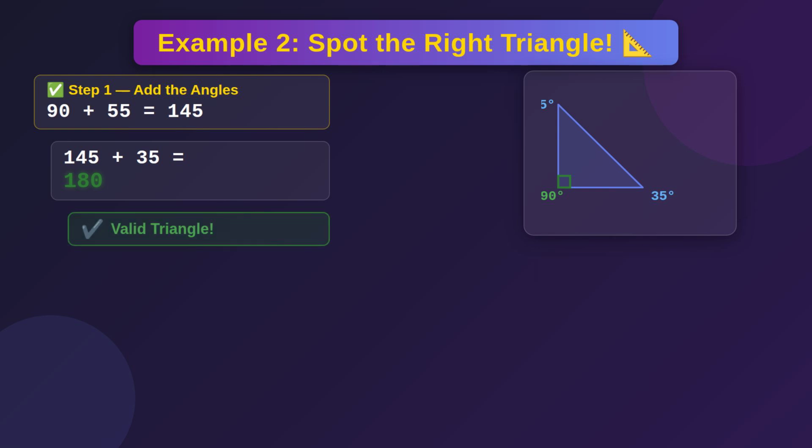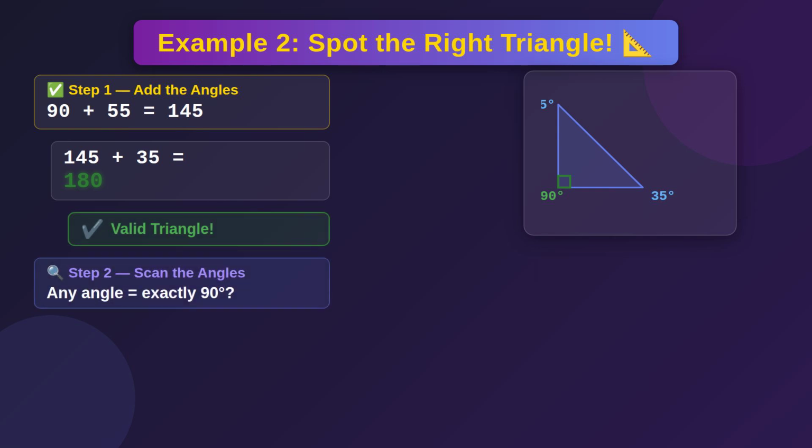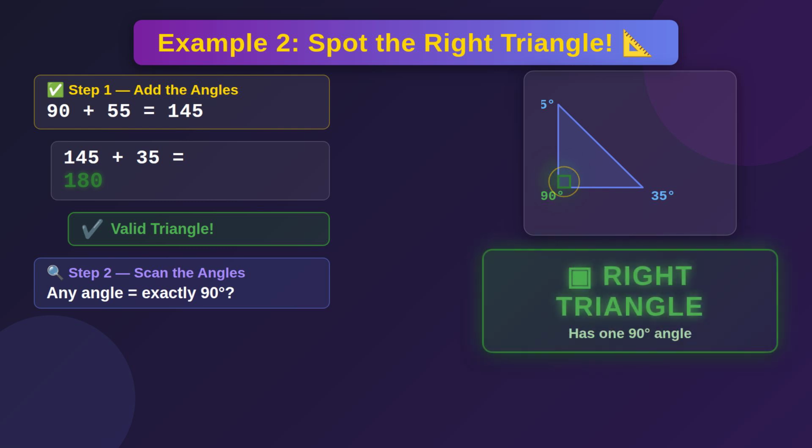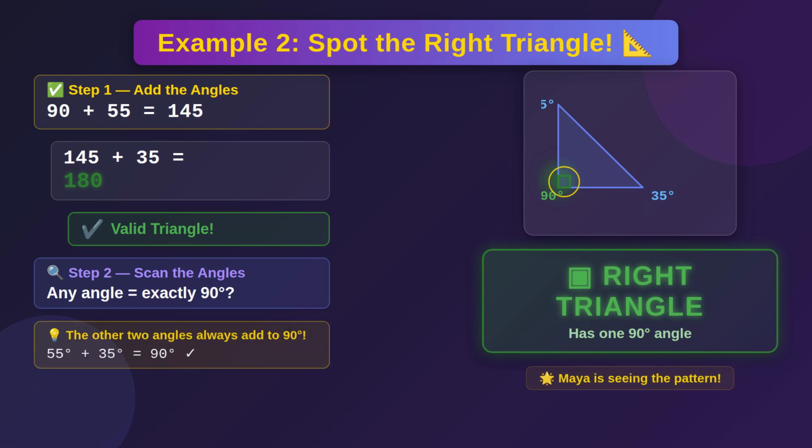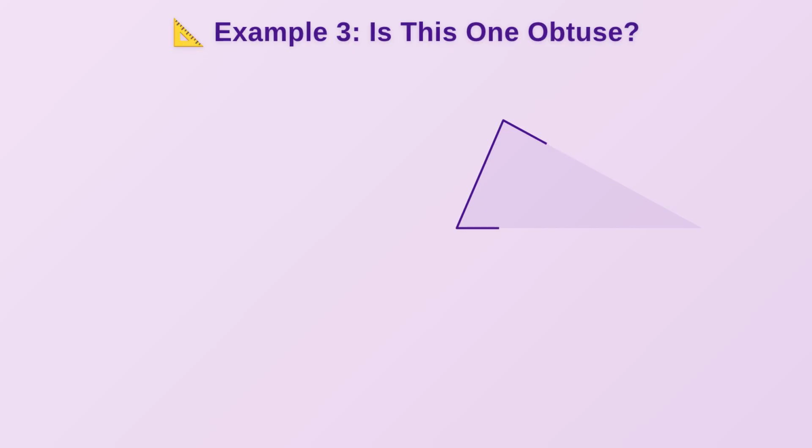Let's look at the next problem. A triangle has angles 90 degrees, 55 degrees, and 35 degrees. What type is it? Step 1. Add them up. 90 plus 55 is 145, and 145 plus 35 equals 180. Valid triangle, check. Step 2. Scan the angles. Do any of them equal exactly 90 degrees? Yes, the first angle is 90 degrees. That means this is a right triangle. And see how the other 2, 55 and 35, add up to 90? That's always true for right triangles.